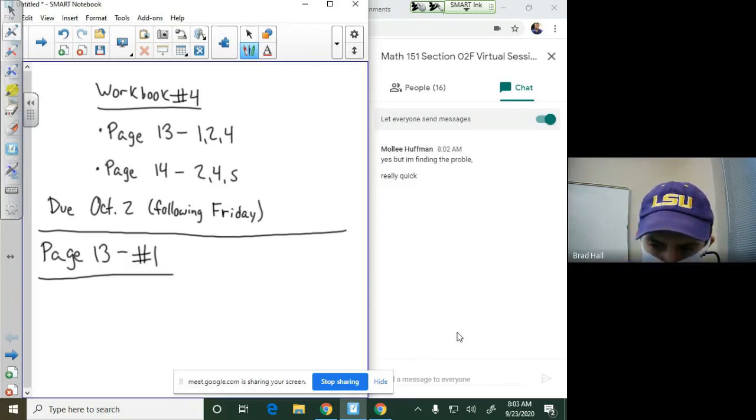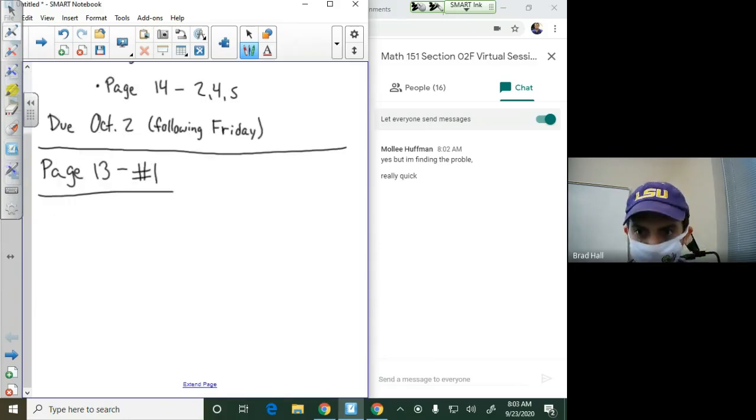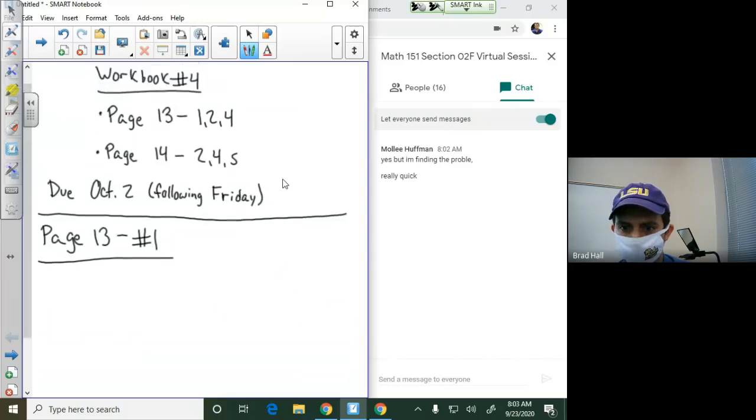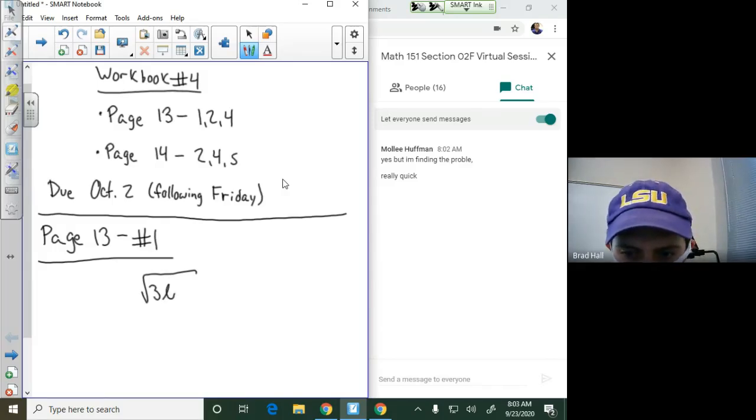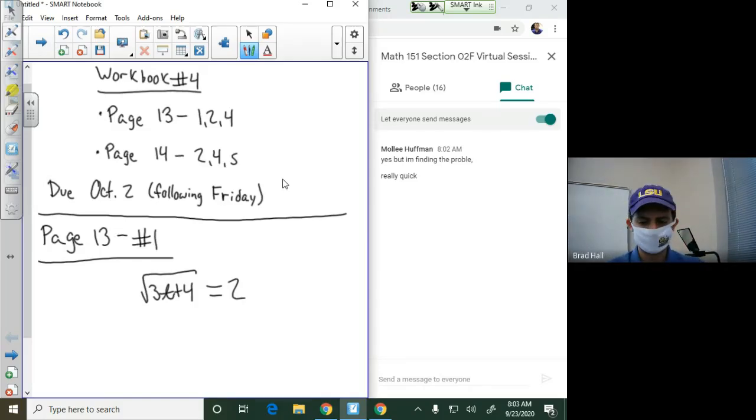And it simply wants us to find the solution for the square root of 3t plus 4 equals 2. So all the solutions of t that satisfy that. We did a problem fairly similar to this in the notes. So this pertains to a problem from the section on radical equations. So what did we do first?